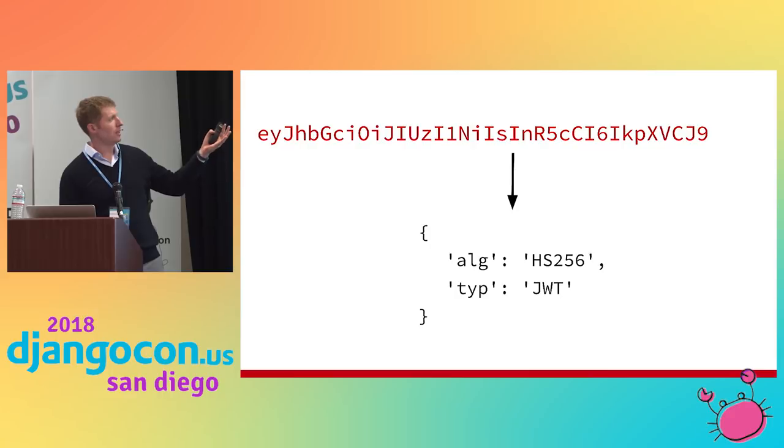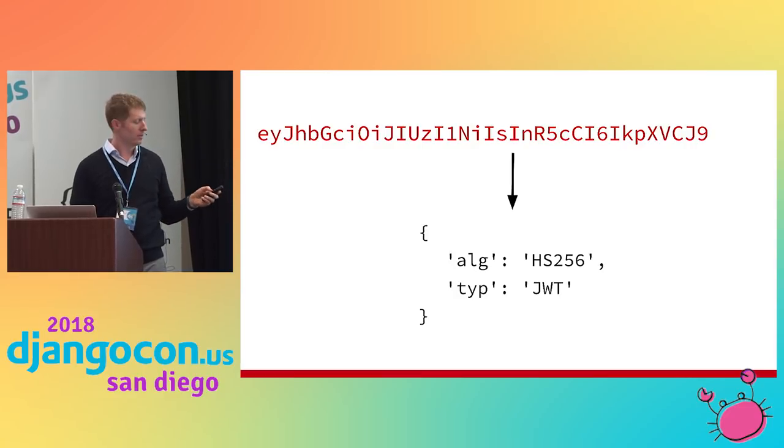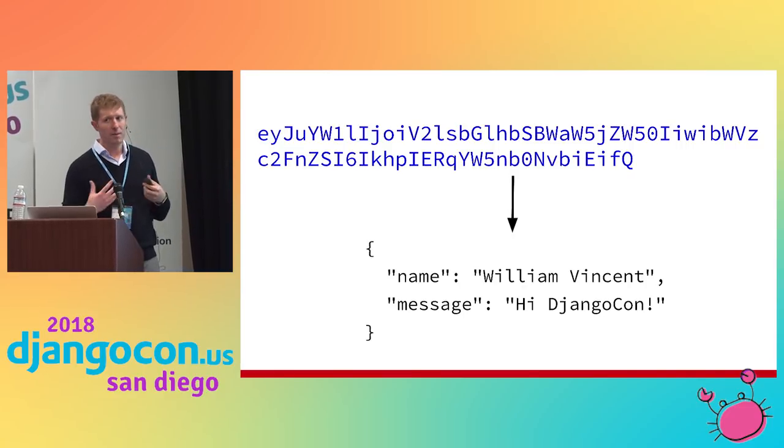To me, I think this is interesting. This is literally what that long string, that first one, just says, and you can go prove that this is the case. We're specifying an algorithm and the type, JSON Web Token. Again, it's not magic.